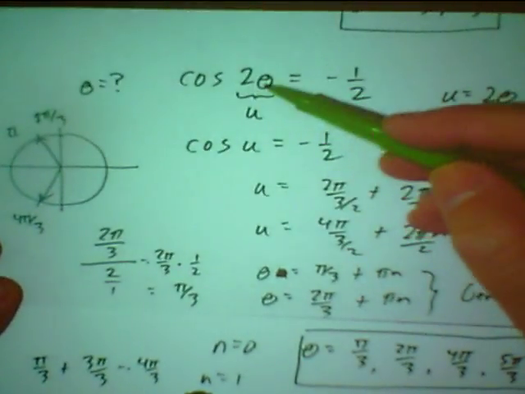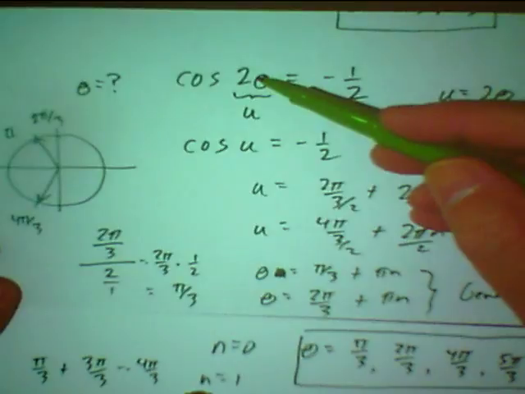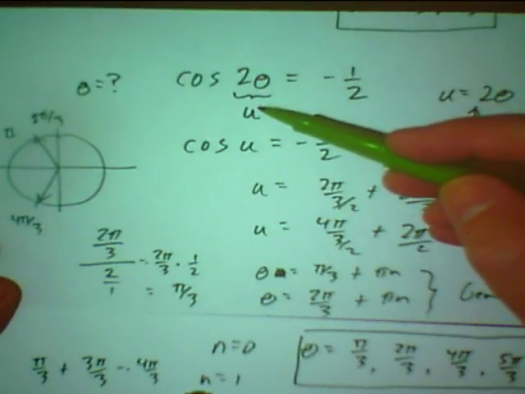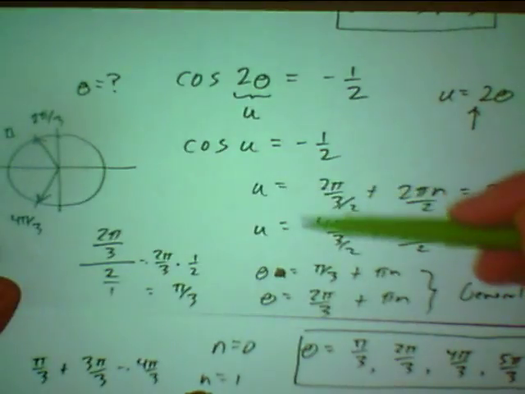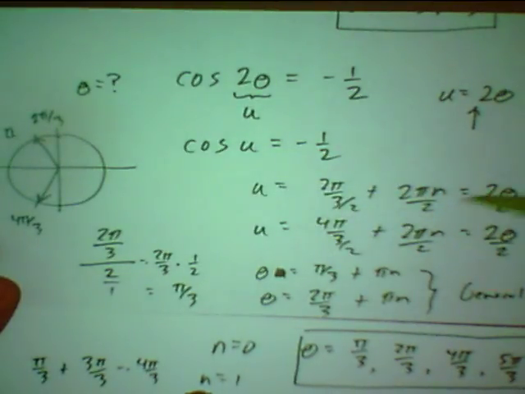So a quick review: when you have something besides theta inside your trig function, the easiest thing is to rename it as u and solve the trig function for u. Once you do that, you convert it back to theta, and then you can finally solve for theta and figure out your specific problems.